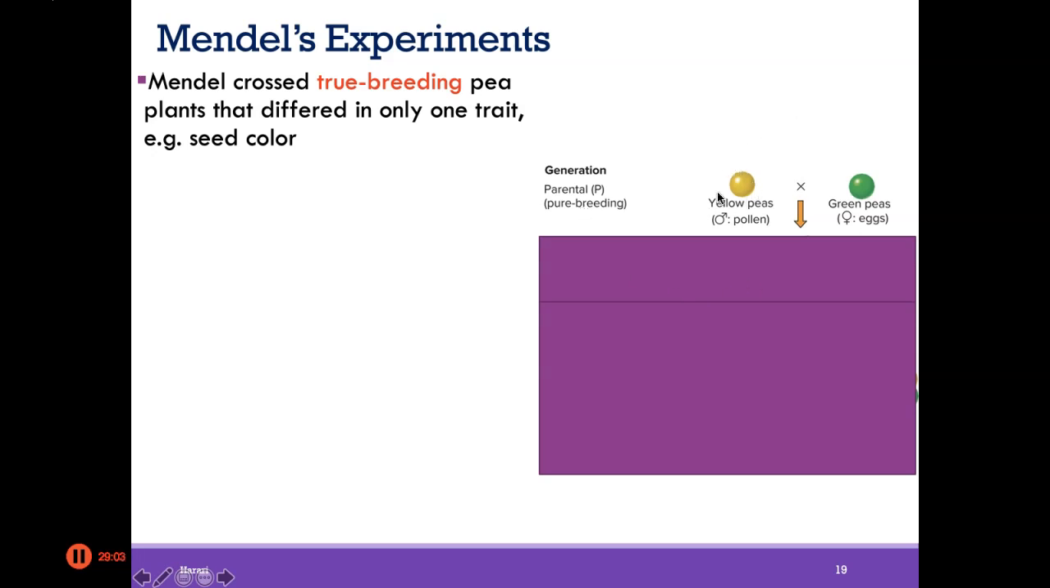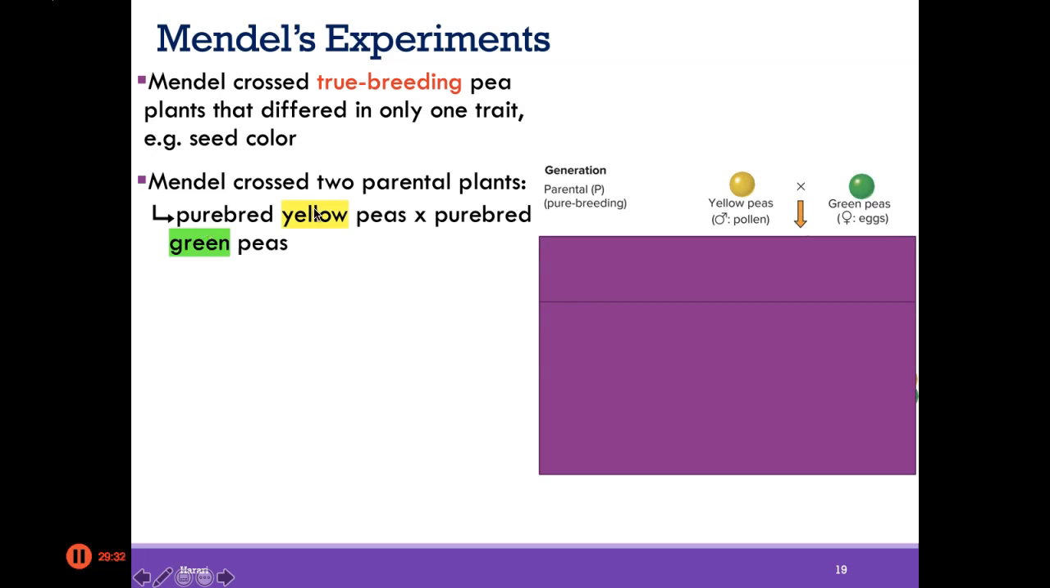So he took yellow peas, or specifically he took the pollen from flowers of a yellow pea plant, and he fertilized that. He put that on the eggs of a green pea plant. So this is the cross, right? This is the male symbol. This is the female symbol. So he took the pollen from a yellow pea plant, and he cross-fertilized the eggs of a green pea plant. Right? So purebred yellow peas, and the X means it's crossed with purebred green peas.